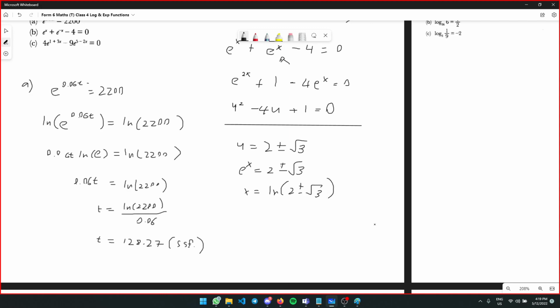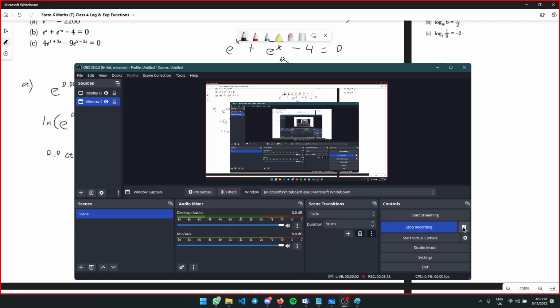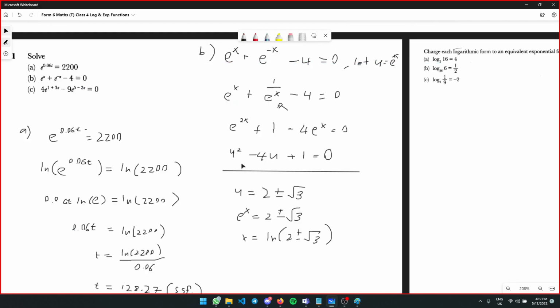Yes, you have to show the factorization, but due to our time constraint, I'm just skipping that part. You can just show the formula and put in u equals minus 2 plus square root 3, and the other one, u equals minus 2 minus square root 3. So you have two answers.